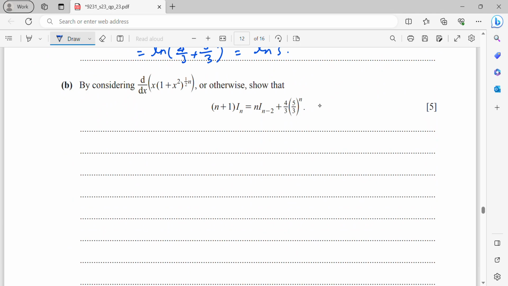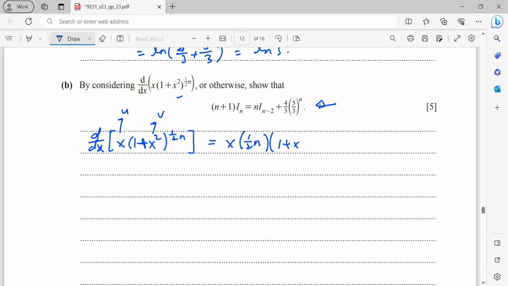Okay, now B, by considering the differentiation or otherwise show this formula. So now I start with the differentiation. We'll differentiate this, we need to apply the product rule. Let this be the U, this is the V. So I keep the U, differentiate the V, bring down half n, then remain the 1 plus x squared. The degree you have to minus 1, so half n minus 1. And now differentiate 1 plus x squared, it will be 2x. Now plus, keep the V, so 1 plus x squared to the power of half n, differentiate x is 1.